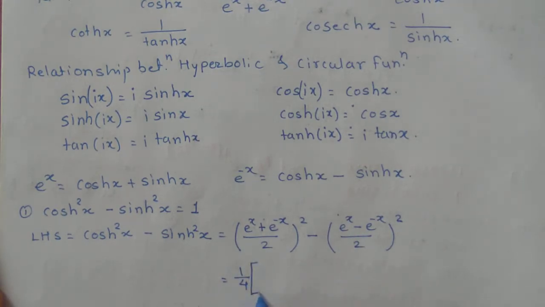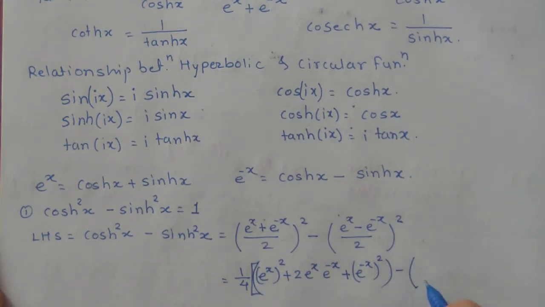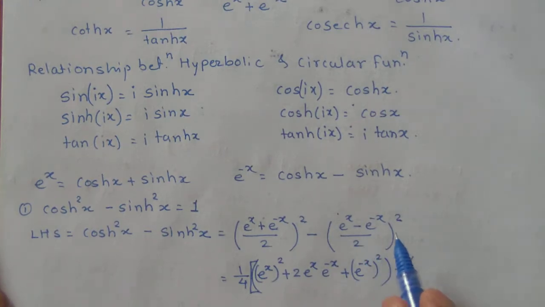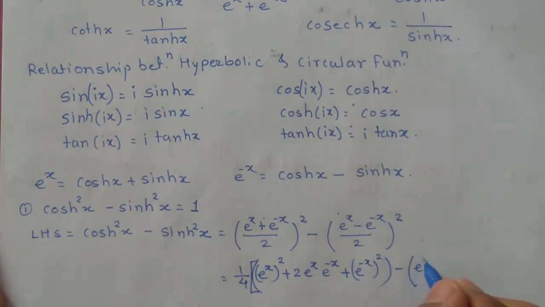I am taking it common outside of the bracket. This is (a + b)^2. (a + b)^2 is (e^x)^2 plus 2 times e^x into e^-x plus (e^-x)^2. Okay, minus. Now the second bracket is having an (a - b) situation. So hence (e^x)^2 minus 2 times e^x e^-x plus (e^-x)^2.